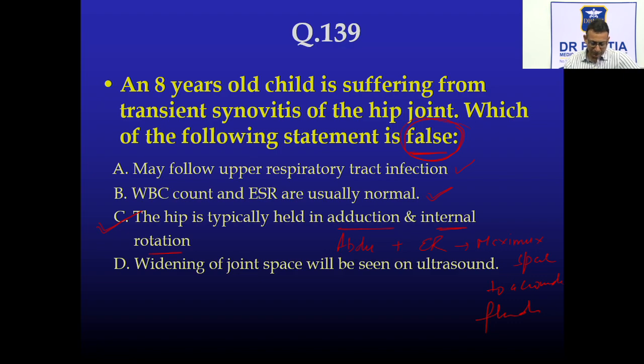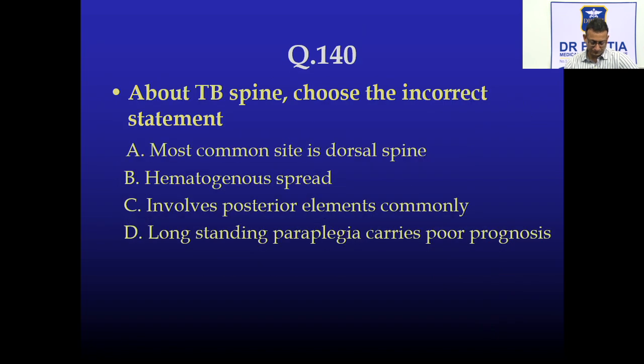Okay. So, if you do the ultrasound of that patient, that will show widening of the joint space. That is also a true statement, but as far as our question is concerned, this is not the answer. So, answer to the question number 139 is going to be C. The hip is typically held in adduction and internal rotation, which is a false statement. Hip should be in abduction and external rotation.